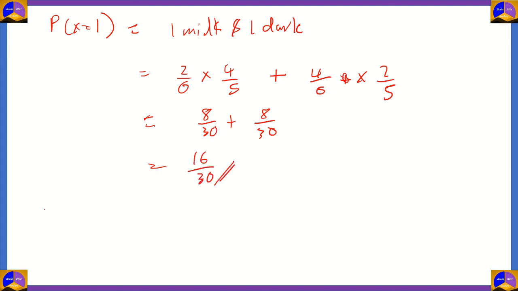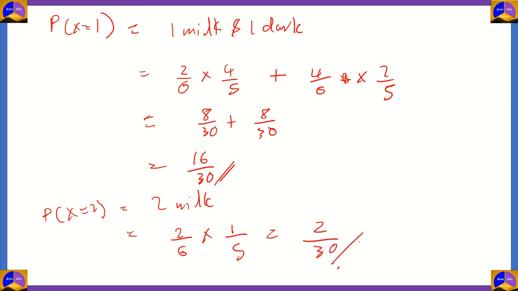P of x equals 2 means you have 2 milk chocolates, so you only take 2 of them. So that means 2 by 6 times, in the second choosing, it will be 1 by 5. So you have a total of 2 by 30 as the probability of x equals 2.